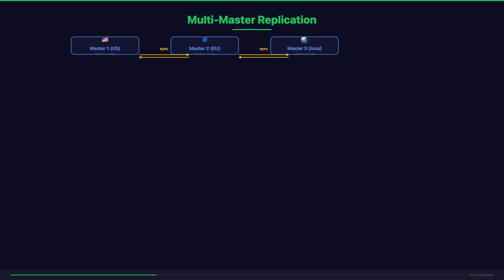With multi-master, each region has its own master. US users write to the US master. European users write to the EU master. Each master replicates to the others. Low write latency globally. But here is the catch: write conflicts.